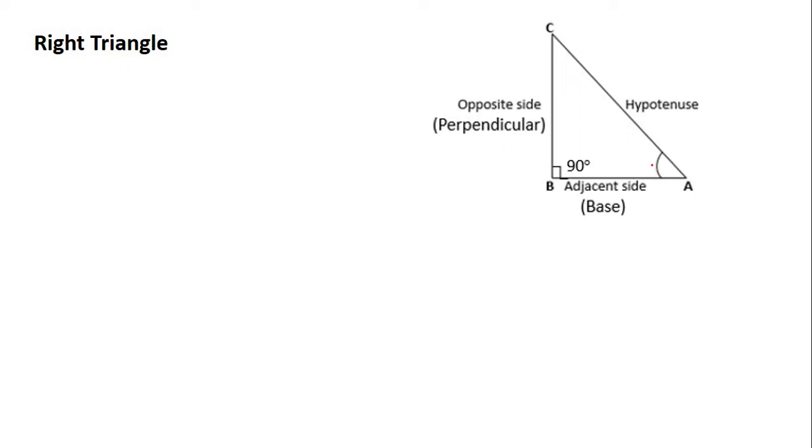On the basis of your consideration, we define its perpendicular and base. Suppose you are defining angle A, an acute angle A. For it, this will be the opposite side and this will be the adjacent side. Or you can say for this angle, this is perpendicular and this is base, right? Similarly, if you consider the angle C, then for angle C, AB will become the opposite side or perpendicular and BC will become the adjacent side or base, right?